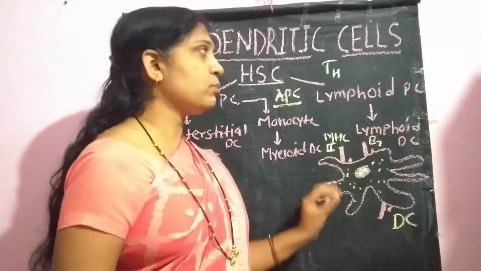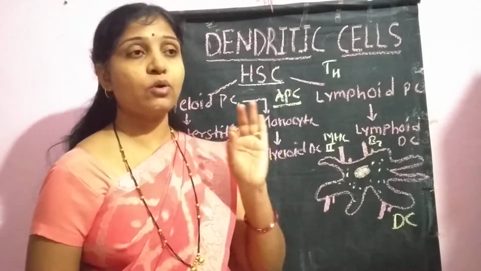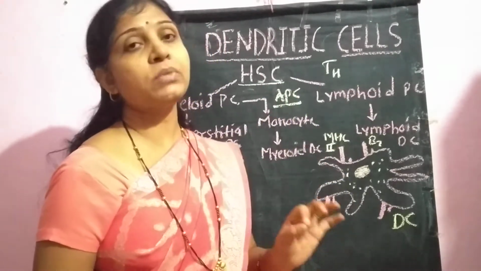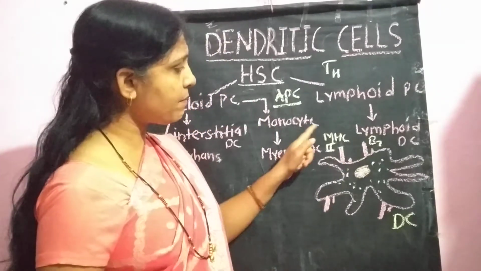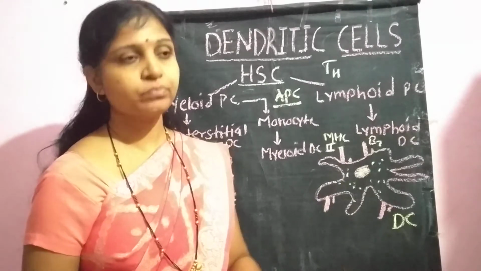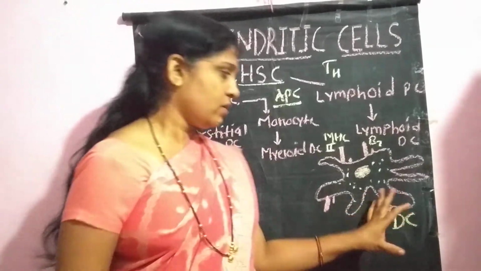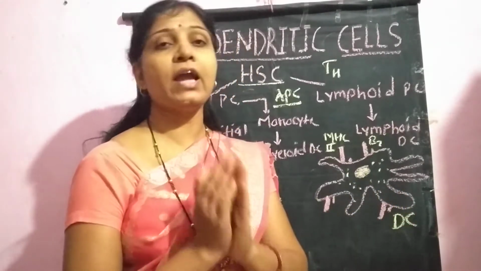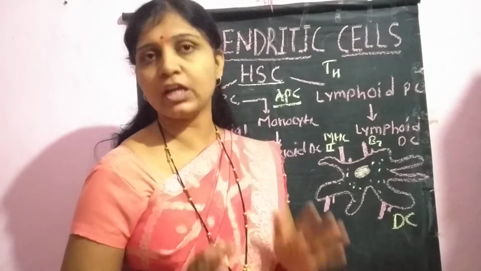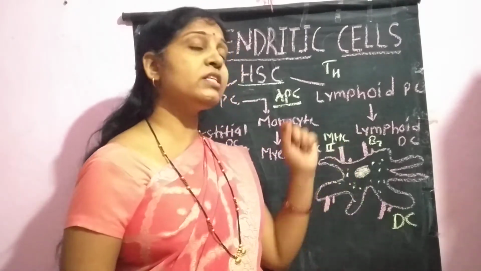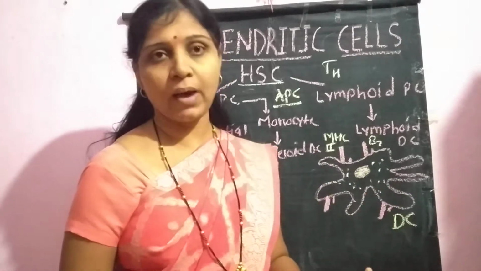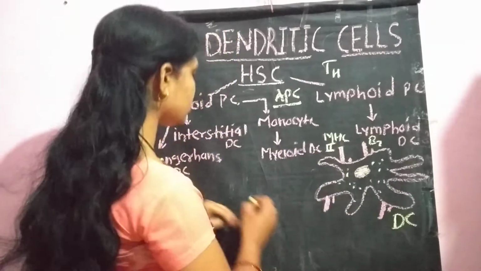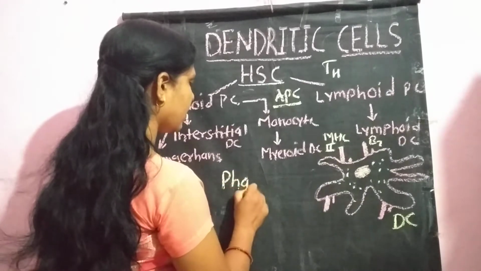These T helper cells can only recognize those antigens which are presented along with the MHC class two molecules. For that purpose, whenever there is the entry of antigens or any foreign particle into our body, these dendritic cells take up such antigens or foreign particles either through phagocytosis or endocytosis.